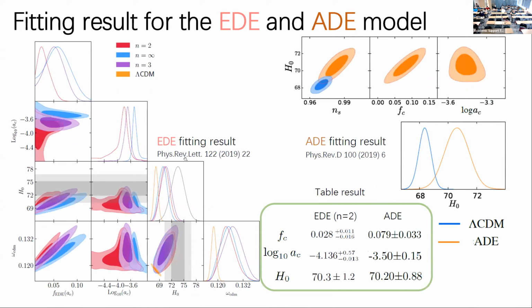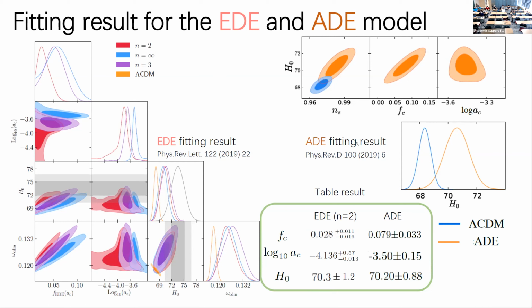This is the fitting result of the eADE model. The red one is n equal to 2, and the blue one is n equal to infinity. We just select one result to compare with the ADE model. We can see the EDE model can give the result of the H0 parameter around 70.3.